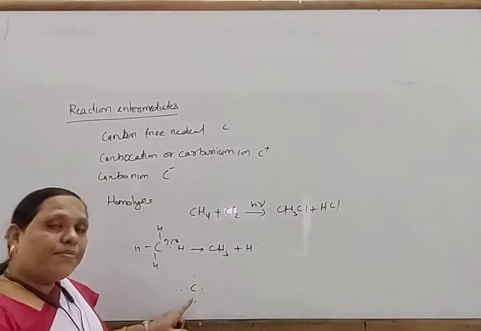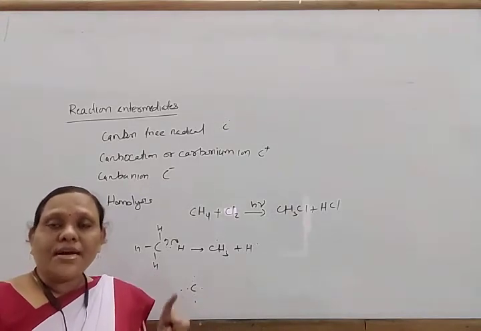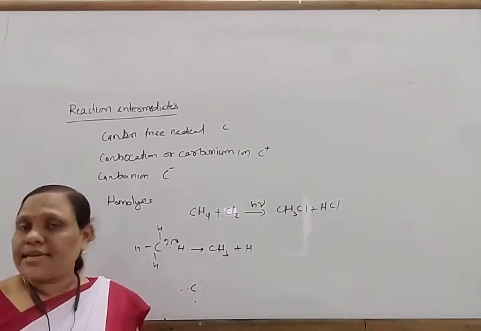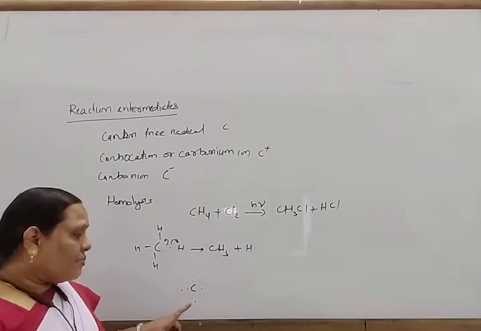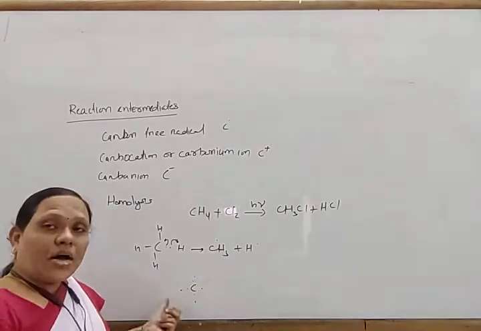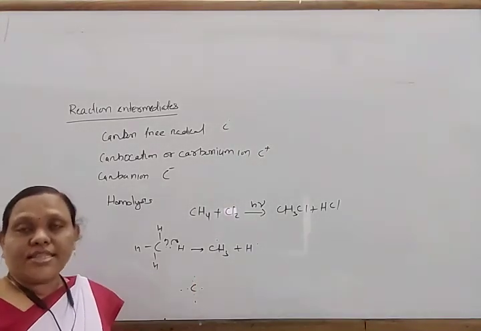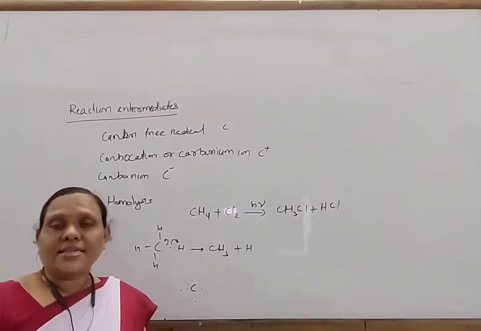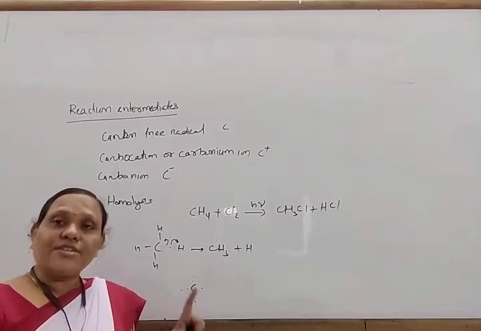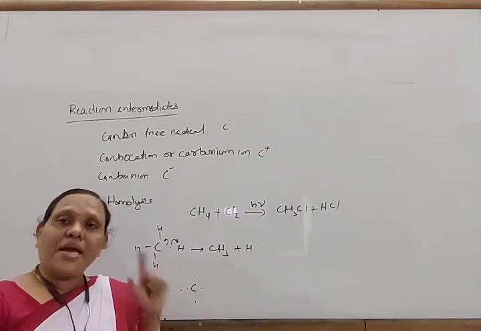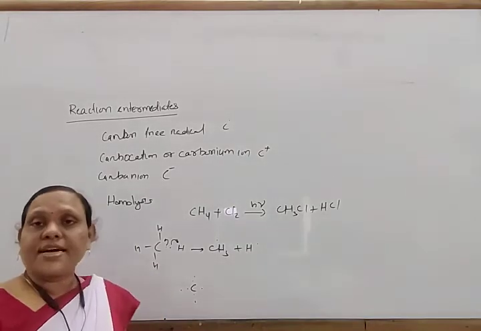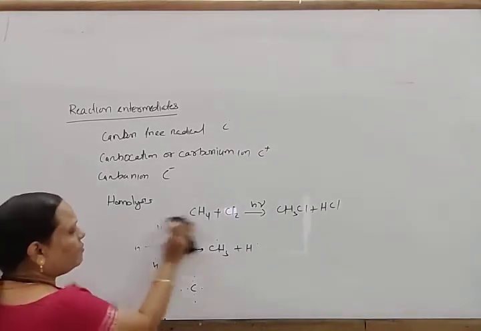These free radicals are again of different types depending upon the type of carbon atom. Carbon atoms are classified as primary, secondary and tertiary depending upon how many carbon atoms are attached to them. Carbon free radicals are likewise classified into three types: primary carbon free radical, secondary carbon free radical, and tertiary carbon free radical.